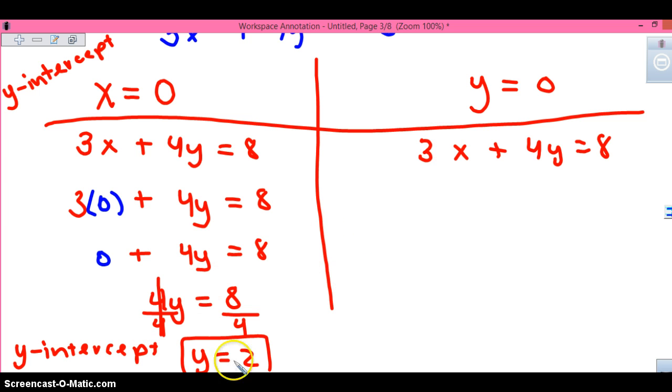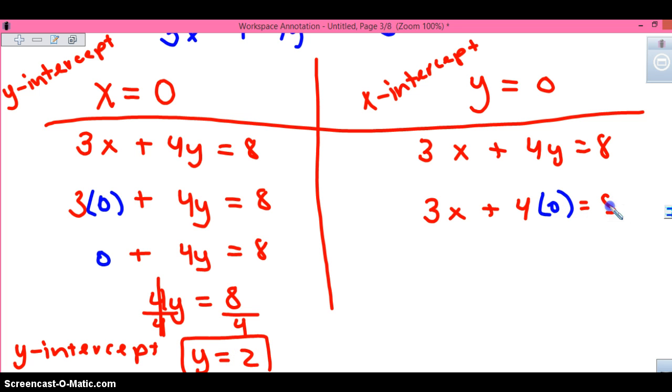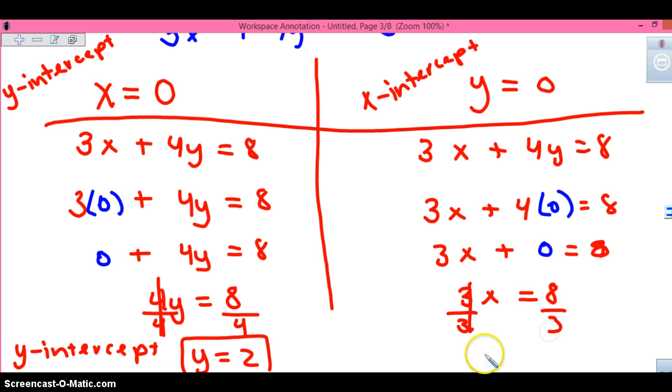To find my x-intercept, I'm going to substitute y with 0. So 3x plus 4 times 0 equals 8. 3x plus 0 equals 8. 3x equals 8. You can divide both sides by 3. The x-intercept would be 8/3.